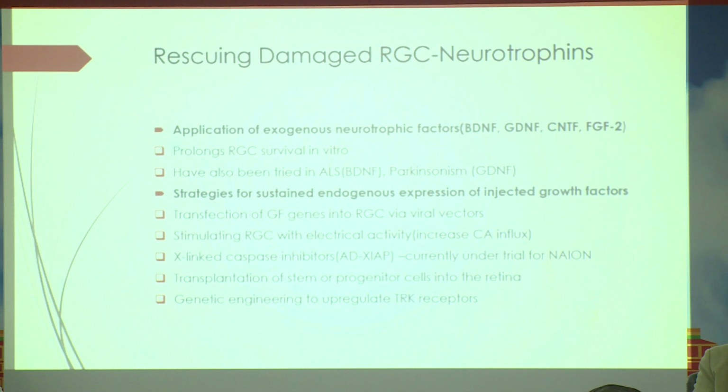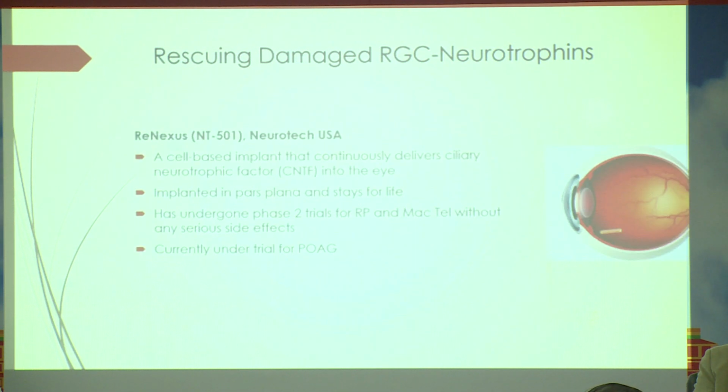While the strategies that are working are exogenous methods, for endogenous expression of the injected growth factors we use the growth factor genes, which are delivered through vectors. As I said, adeno-associated viral vectors are being used to infuse these genes for endogenous expression. Then we have transplantation of stem cells or progenitor cells into the retina, which is also being done for various retinal degeneration disorders. And then there is genetic engineering to upregulate the tyrosine kinase receptors.